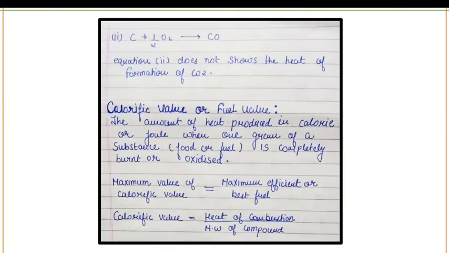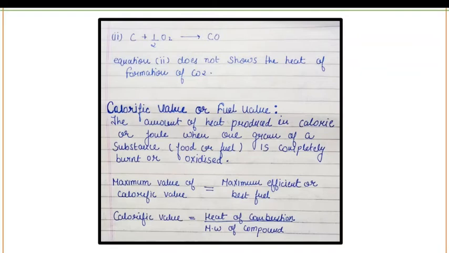Next is C plus half O2 forming CO. Carbon solid plus half O2 gas forms carbon monoxide gas. In this equation, the formation of carbon monoxide does not show the heat of formation of CO2, because this is an incomplete combustion.